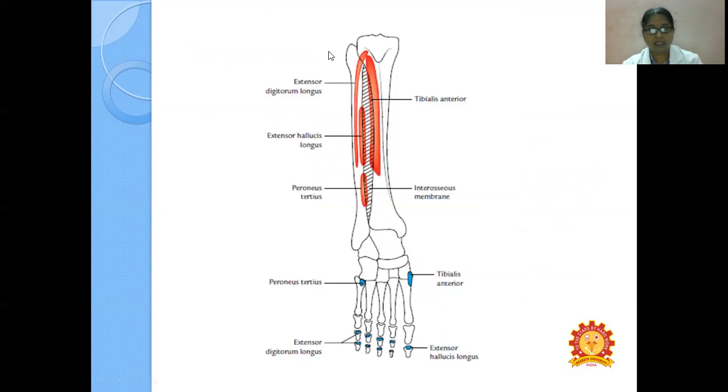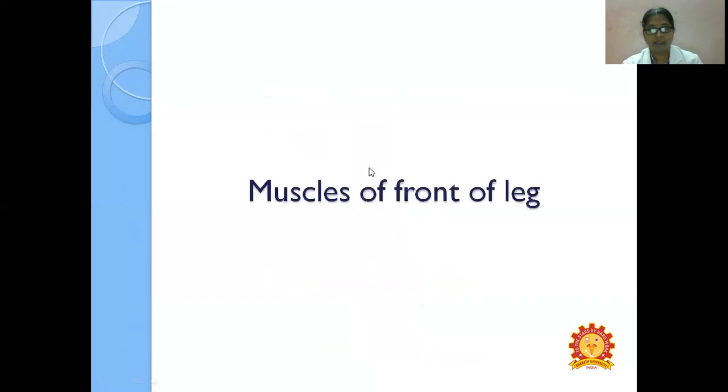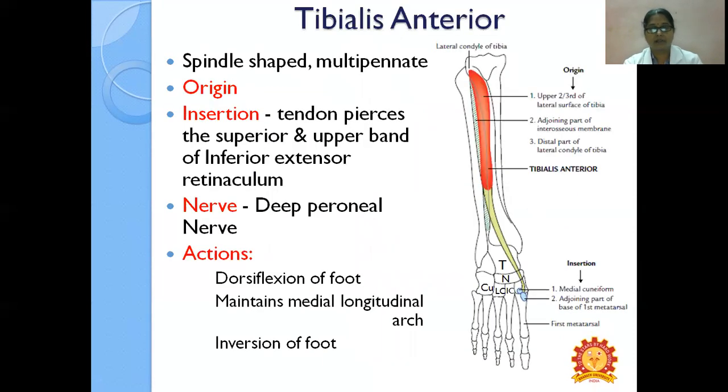What you're seeing here are all the muscles, and this is the anterior view of the muscles present in the anterior compartment of the leg. So muscles in the front of the leg. First we'll see tibialis anterior. It is a spindle shaped muscle and it is a multipinnate muscle.